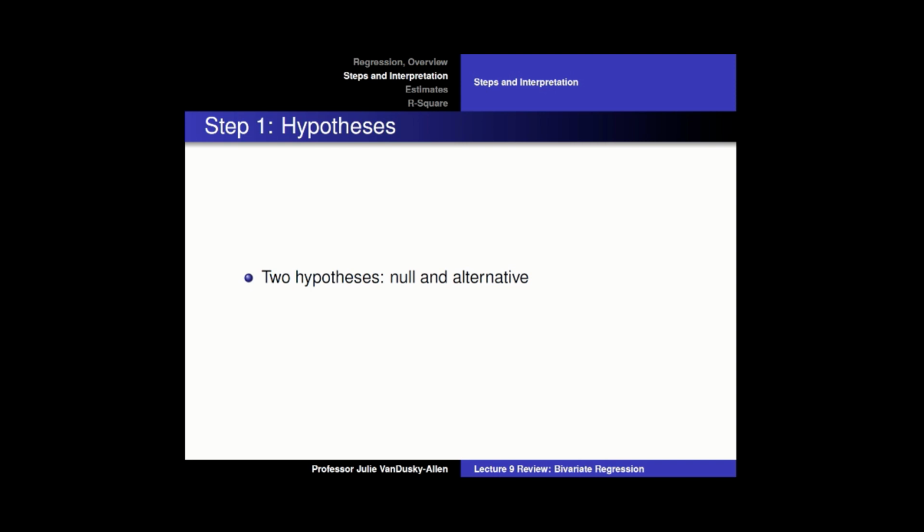The first step is writing your hypotheses. You will have two hypotheses, the null and alternative. The null hypothesis just says that there's no relationship between your independent and dependent variables. If there was no relationship between those variables, the coefficient b hat or slope would be equal to 0. So your null hypothesis is H0: b hat = 0.